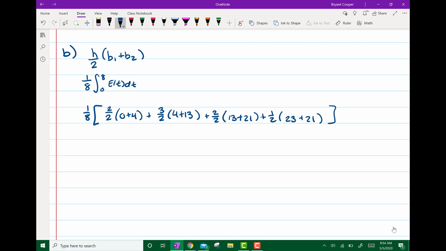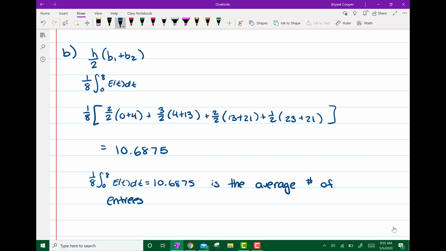And when you add all those up, you're going to get a nice 10.6875. So the integral from 0 to 8 of E of t dt is equal to 10.6875, which is the average number of entries in the box between 0 and 8 hours.